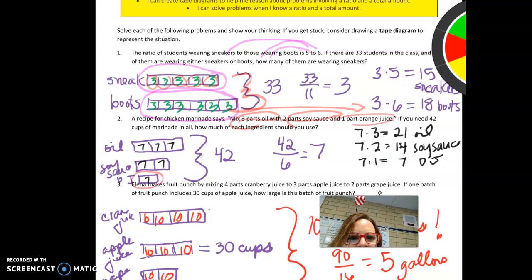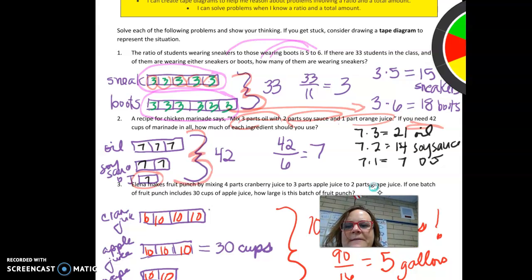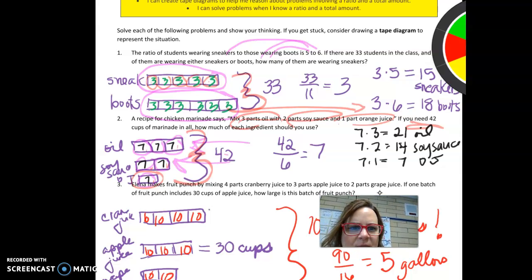And then I know that all together I'm going to need 42 cups of marinade. So I want this entire diagram to represent 42. And then what I did is I divided the 42 by 6 because there are 1, 2, 3, 4, 5, 6 sections in all of those diagrams together. And now I know the value of one of those pieces. So I know the value is 7 in all of these pieces. And so 7 times 3 gives me the amount of oil. 7 times 2 gives me the amount of soy sauce. And 7 times 1 gives me the amount of orange juice.